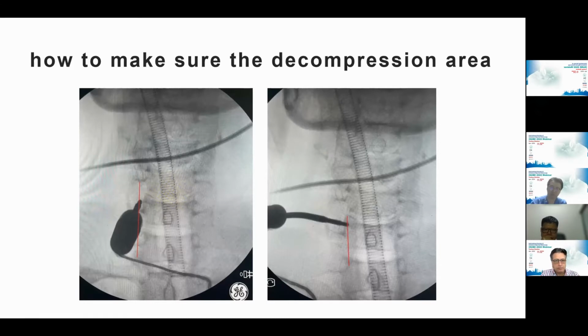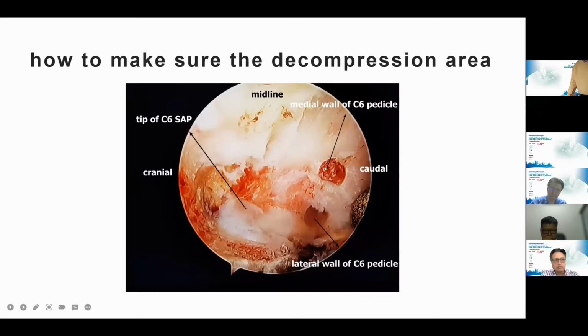During my operation, I prefer to use the small size drill to mark the medial wall of the pedicle and the lateral wall of the pedicle. You can see the hole made by the small size drill. Then you can make sure of the decompression area. This is the tip of the SAP, and the upper hole is the medial wall of the pedicle, and the lower hole is the lateral wall of the pedicle.